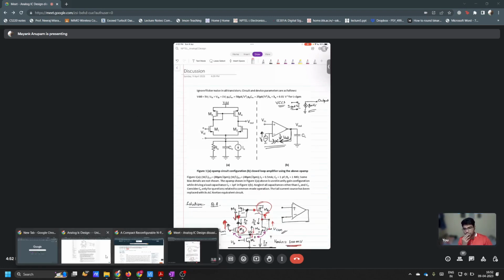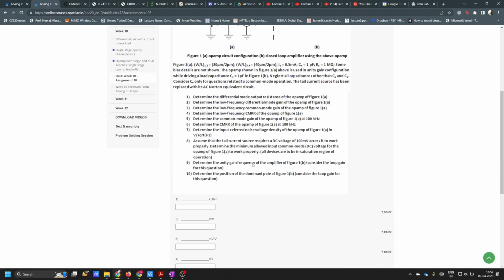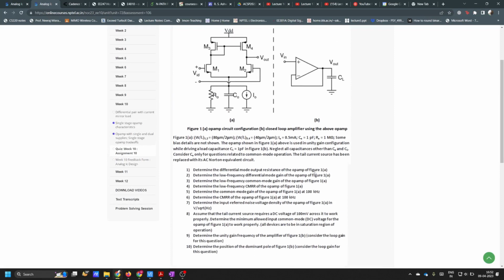They asked to find out the unity gain frequency, sir. So it means we have to find it in differential mode or common mode gain? No, sir, for differential mode they are asking. So for that, C naught and R naught, sir. Here, one second.